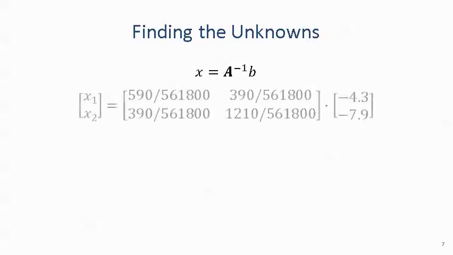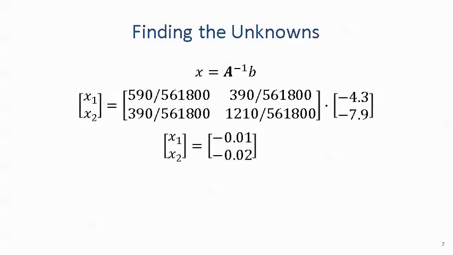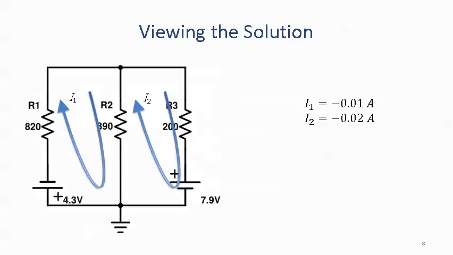Solving for our unknowns, we put the whole thing together, and it comes out surprisingly evenly for all the wild numbers we've been calculating with, that x1 is going to be minus 0.01 amps, x2 is going to be minus 0.02 amps, or I1 is equal to minus 0.01 amps, and I2 is equal to minus 0.02 amps.